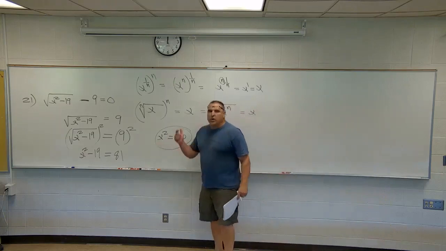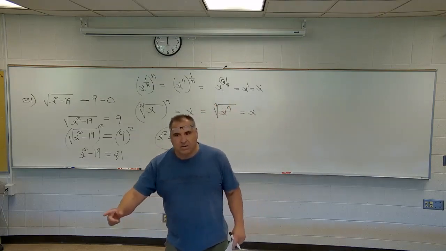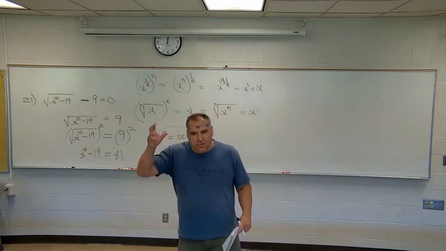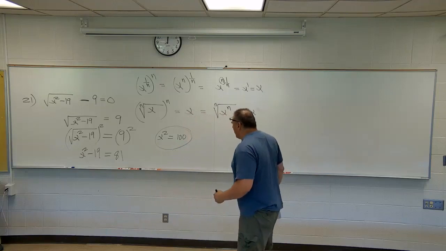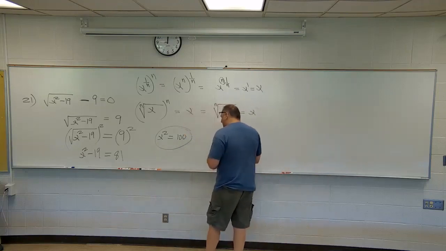What number squared would give you 100? 10 squared is 100. The quantity negative 10 squared is also 100. Both solve it. Now you could say, well, how would I actually do this? How would I want to look at that?